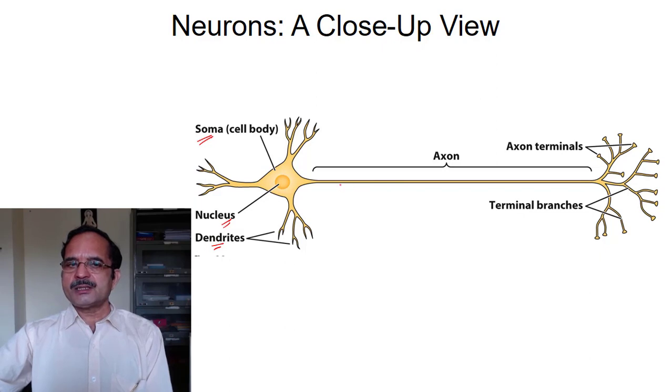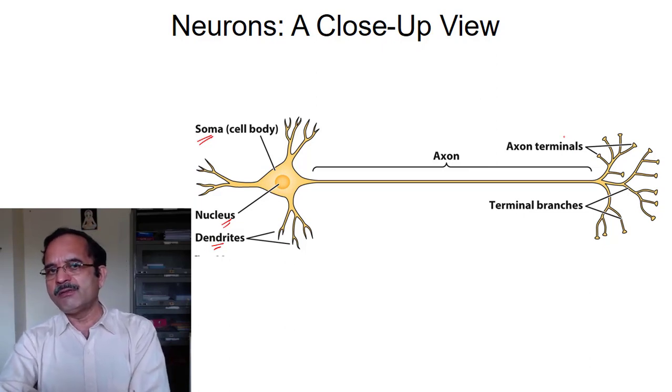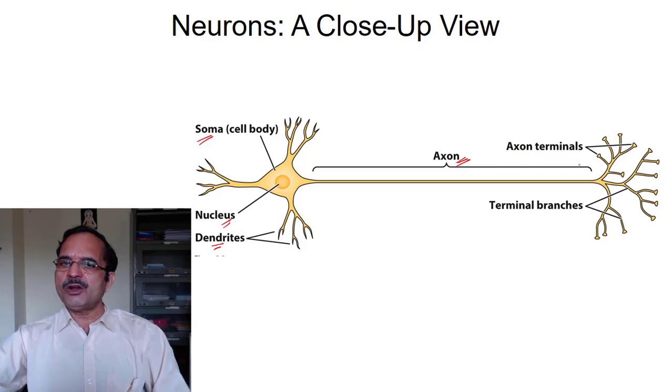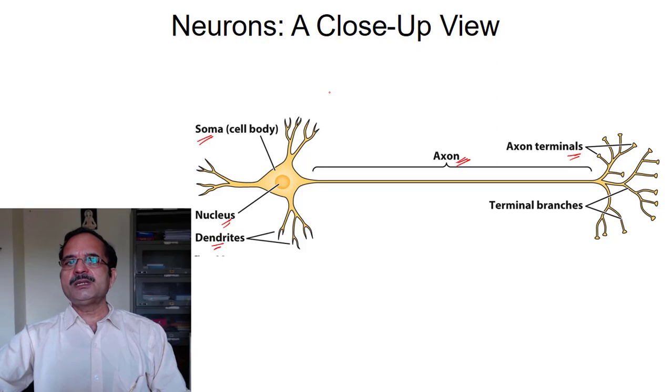This axon originates from one neuron, and it will connect with other neurons in the vicinity. So that is this axon. It is actually the nerve fiber. Now at the end of this axon, there are smaller branches of these nerve fibers called axon terminals, or the terminal branches. So this is the overall structure of the neuron.